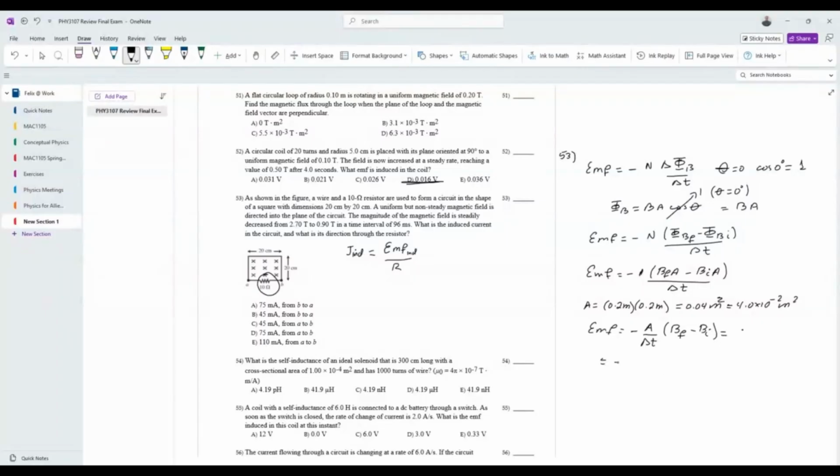So it will be negative 4.0 times 10 to the negative 2 meters squared. Delta t is 96 milliseconds, so it's 96 times 10 to the negative 3 seconds, because milli is 10 to the negative 3. And then B final minus B initial. So we have a decrease. B final is 0.90 Tesla minus B initial, which is 2.70 Tesla.